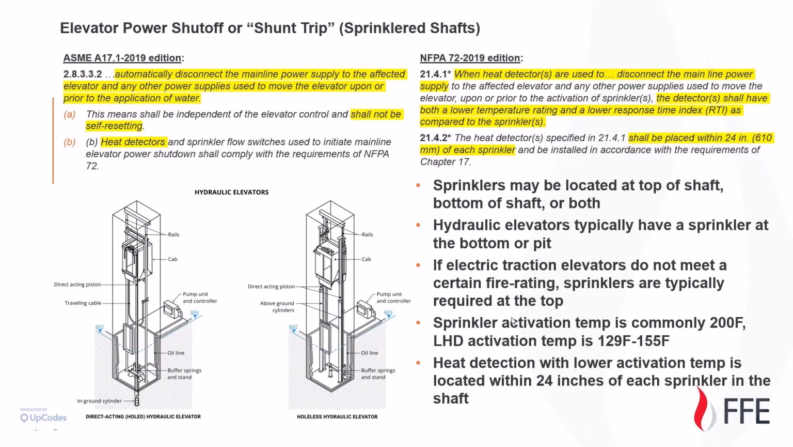So there may be sprinklers located at the top, at the bottom, or both of the elevator shaft. For your electric traction elevators, they're going to have the controls, they're going to have the motor and gear drive equipment. They could be located in different places, and we'll talk about that in the next couple slides here. But commonly, sprinkler activation temperature is around 200 degrees Fahrenheit, and your linear heat detection activation temp somewhere in the neighborhood between 129 to 155. Sometimes the sprinklers is a little higher activation temp, maybe somewhere in the 170s.